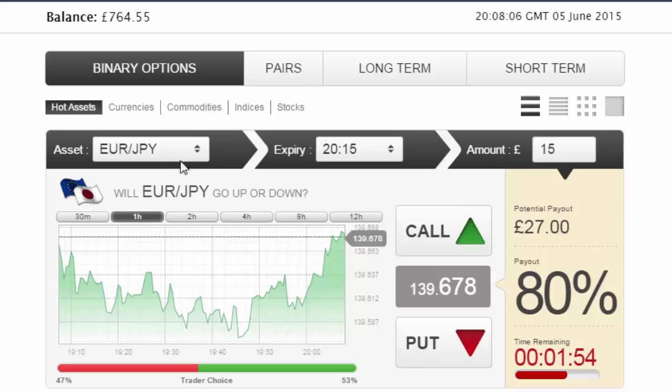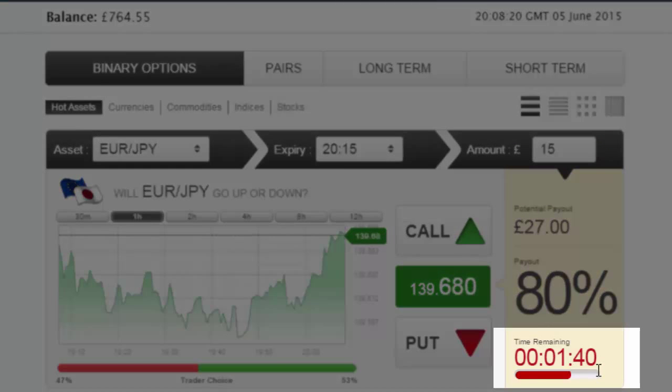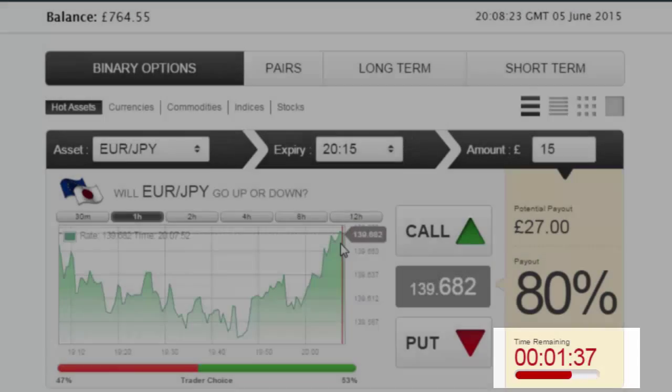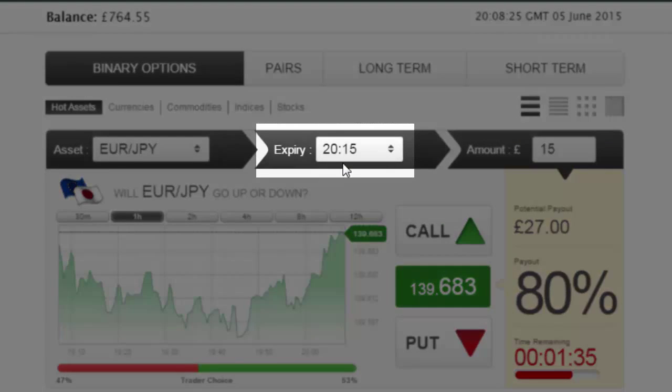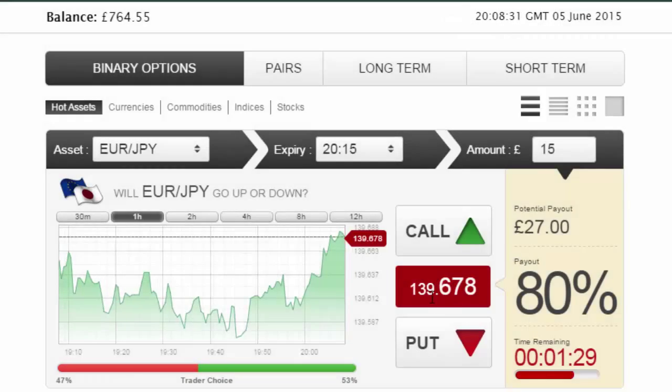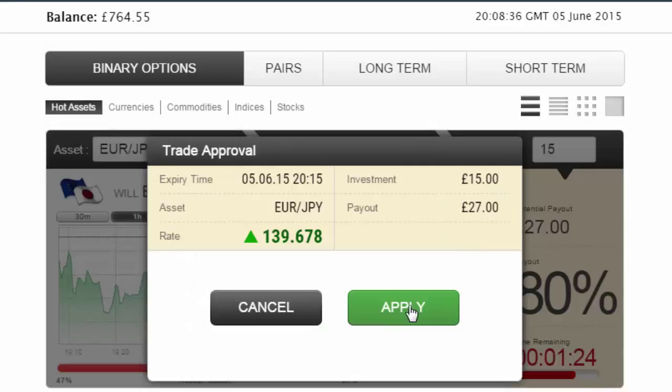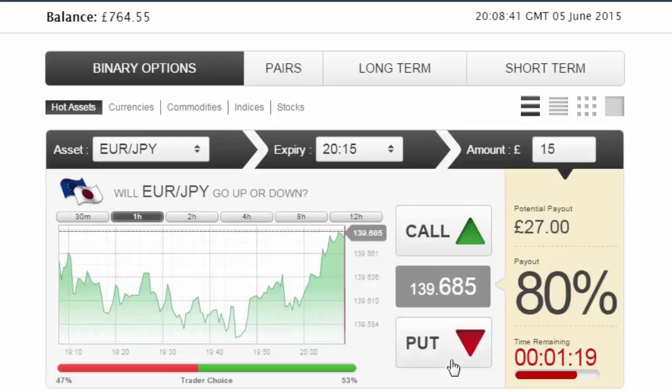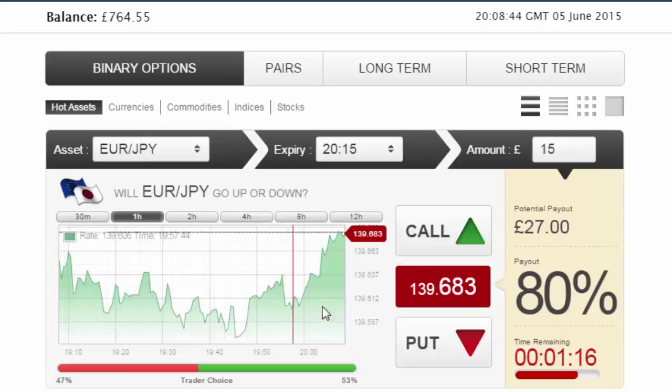Most times the assets will be foreign exchange. So at the moment we're looking at the euro versus the Japanese yen, and you see a graph on a broker screen, the broker that I've chosen to trade with. We can see we've got 1 minute 42 seconds left to place our trade. If we think the price is going to go up from this point when it expires at 2015, it's currently 2008, so in 7 minutes' time, is this price going to be higher than 139.678? If we think it is, we click call. We then apply and approve that trade. If we think the price is going to be lower, we click put and apply the trade there.